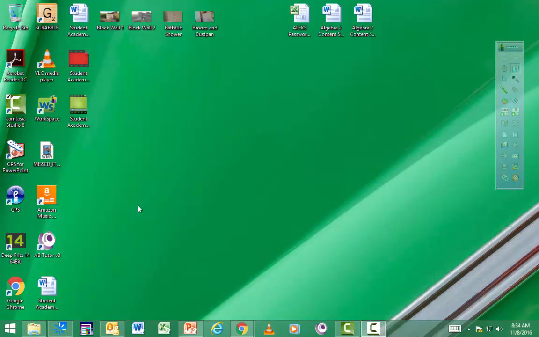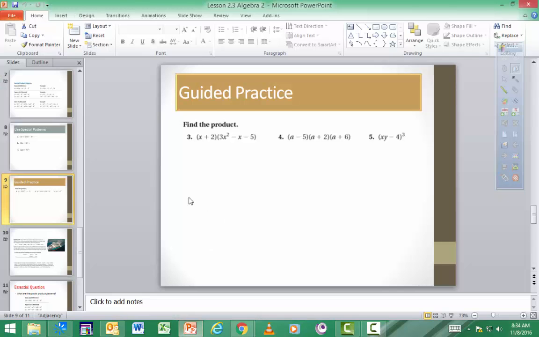Okay, so I want to go over a few more multiplication problems from yesterday. This will be a little bit of review, but in particular I definitely want to cover these where you have some binomial cubed.